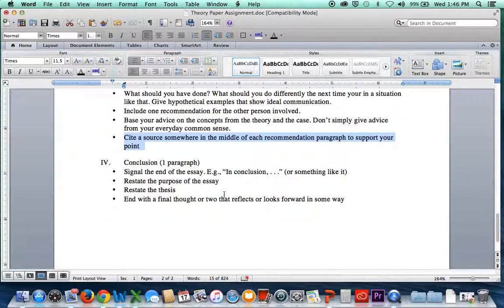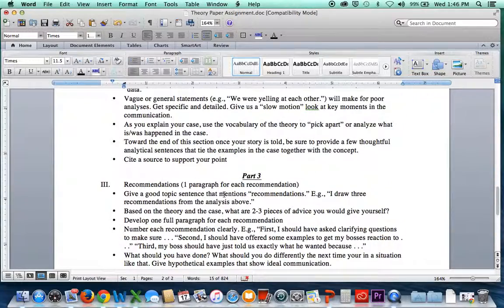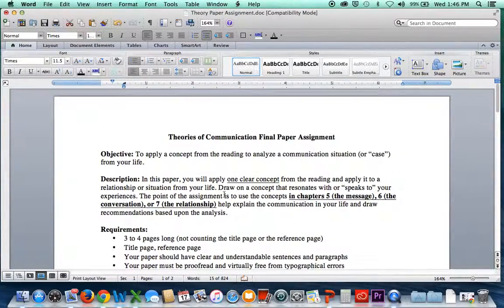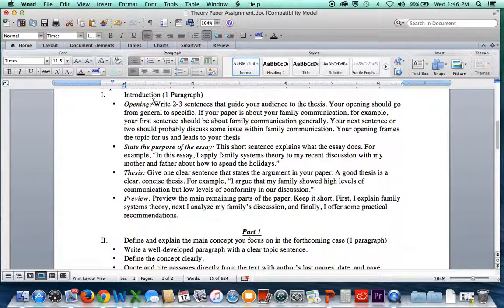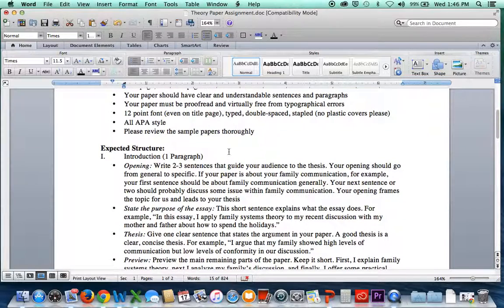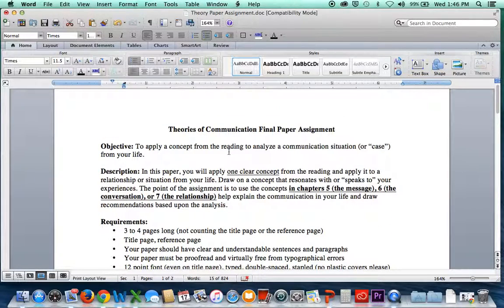I recommend that you look through these instructions in much more detail, line by line. I also recommend that you look at the sample paper that's available online, and you should not write about the same topic that the sample paper is about, but at least it can give you an idea of what the APA looks like and approximately what each of these sections look like. Like you can look at the sample paper and say, okay, let's see how they did their opening, their purpose, their thesis, their preview. And you don't want to copy what they did, but it gives you a concrete example.